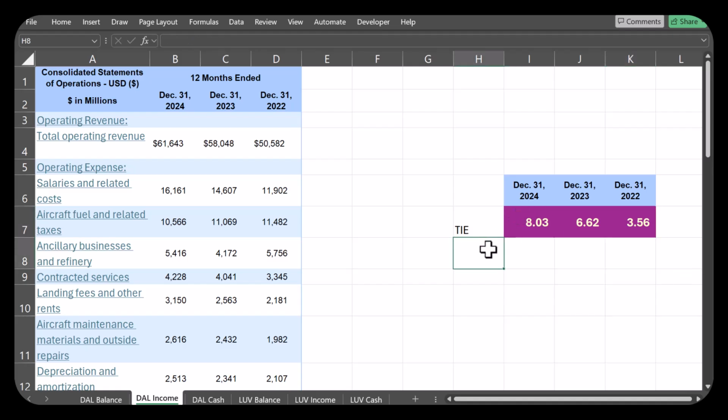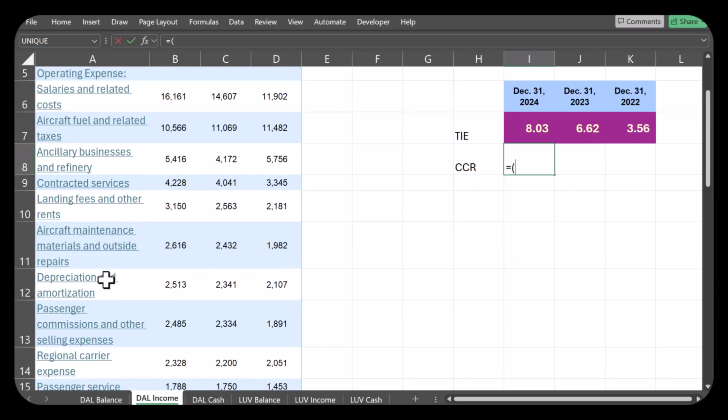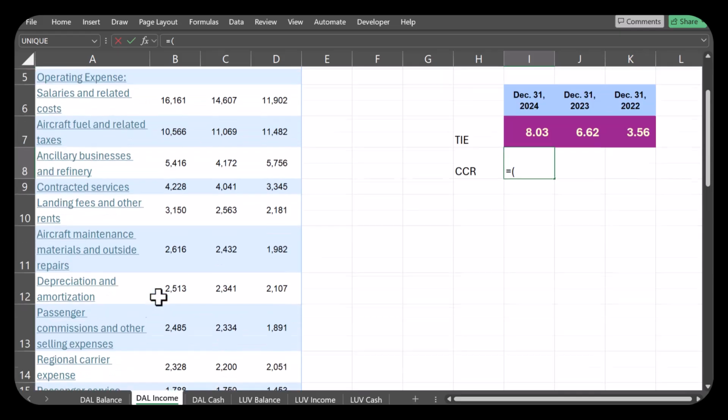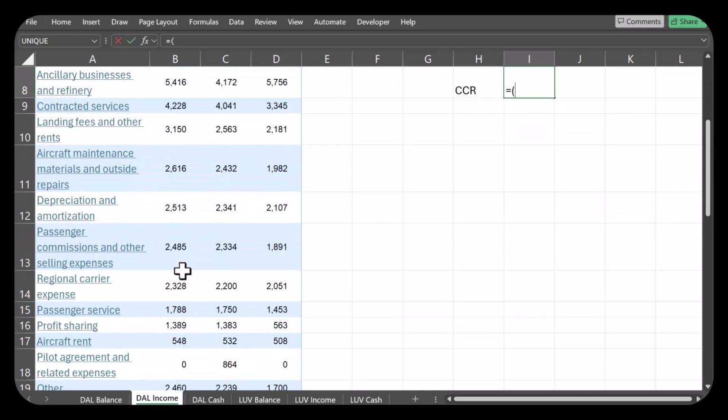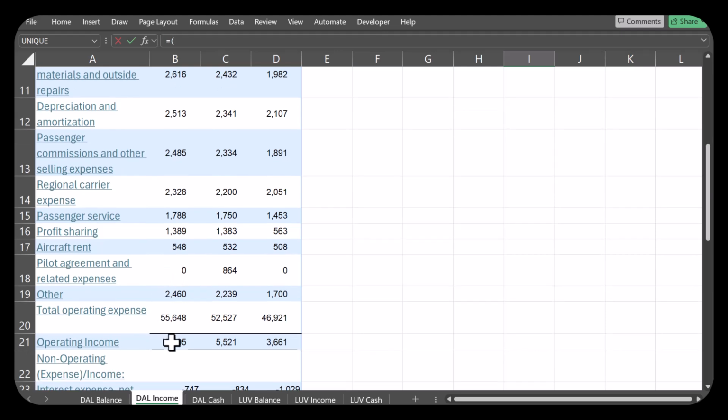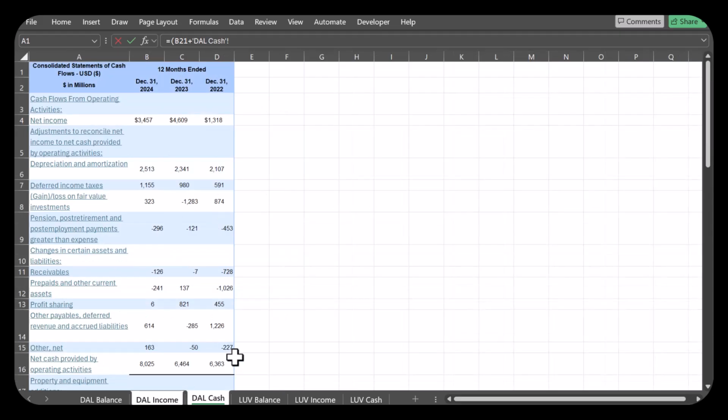Let's also calculate cash coverage ratio. We're going to take the operating income, and we're going to add some non-cash expenses. We can find them in the statement of cash flows. One of them is depreciation and amortization.